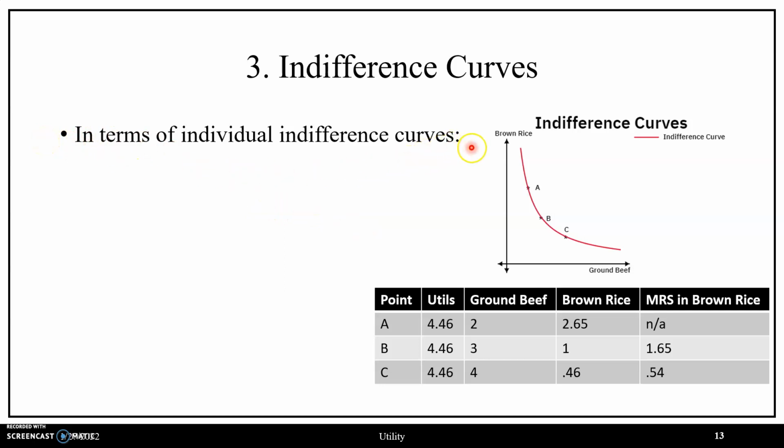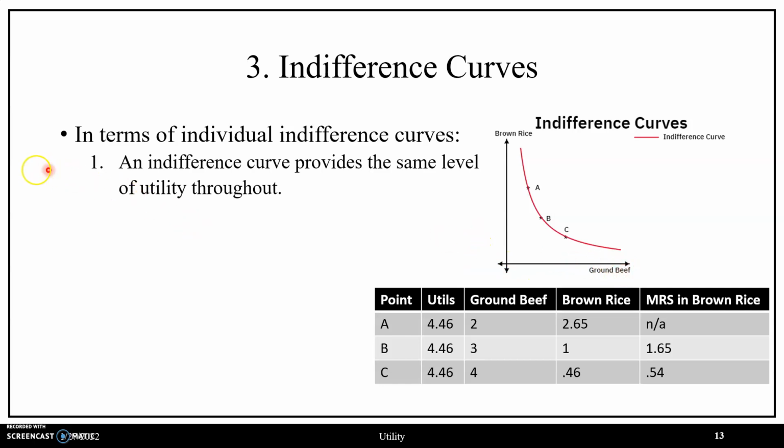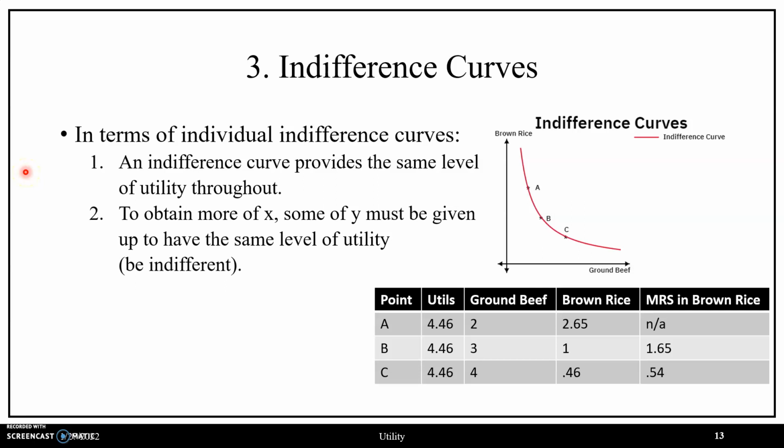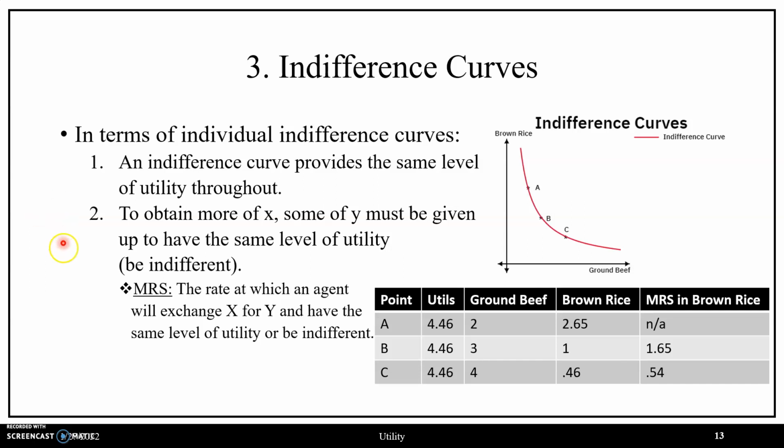So then with this in mind, if we turn our attention towards an individual indifference curve, where once again brown rice is on the vertical, ground beef is on the horizontal axis, an indifference curve provides the same level of utility throughout. So then in terms of movements, we have seen that to obtain more of X, some of Y must be given up for the consumer to be indifferent. And now we know that this means to have the same level of utility or the same amount of satisfaction, which allows us to restate the marginal rate of substitution as the rate at which an agent will exchange X for Y and have the same level of utility, or be indifferent as they were before.